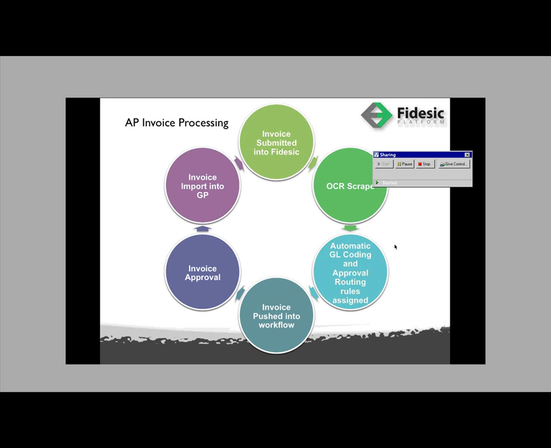So after that invoice has been fully approved, we'll create an approved batch of invoices, and it's just a matter of importing that invoice data into GP directly. So again, no need for additional data entry to get that information into GP. Once it's been fully approved, it's really just a matter of logging into GP and doing a quick import.